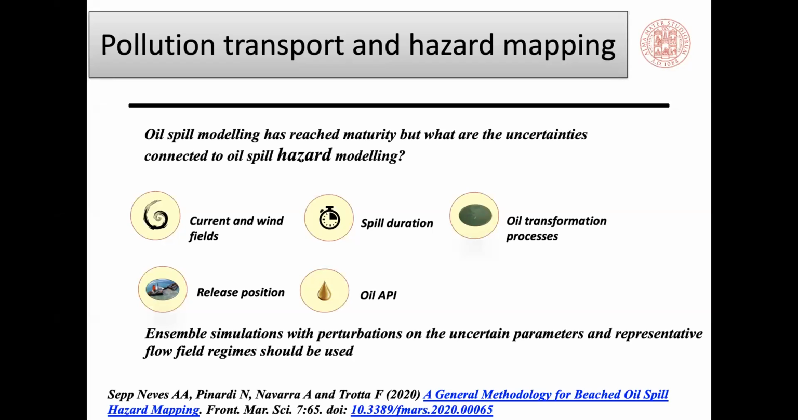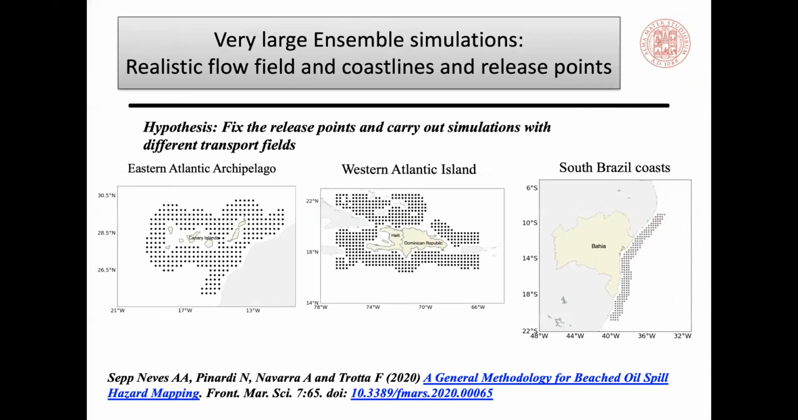But for transport, one of the major uncertainties is the representation of the flow regimes. So what we developed over time is an ensemble approach which uses realistic flow field realizations with different perturbed parameters in oil spill predictions. So please, next. So here it is. I'll show you the results. We did a lot of simulations with different release points, which are potentially capable of releasing oil due to transport.